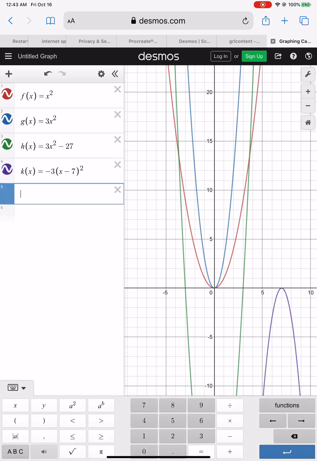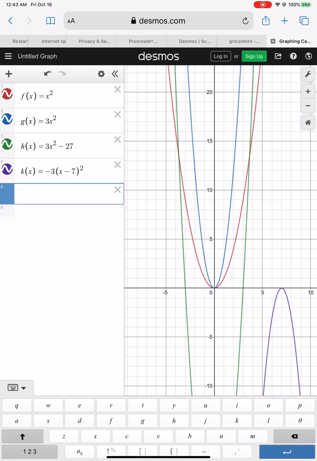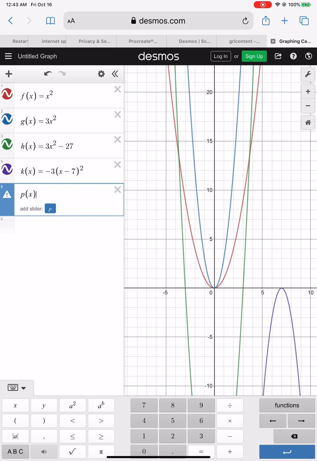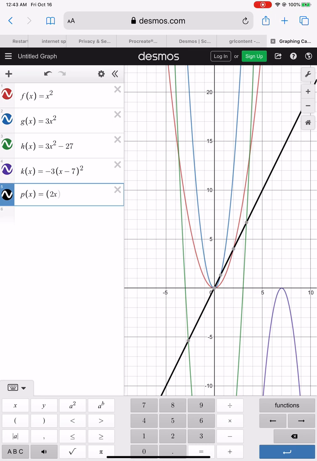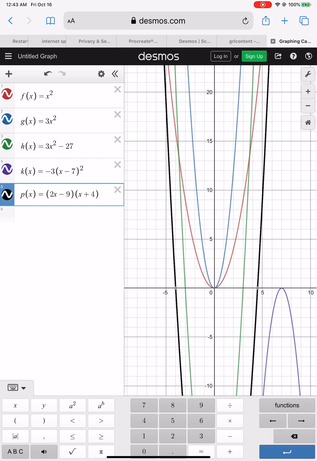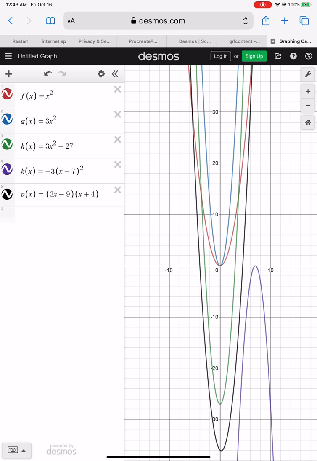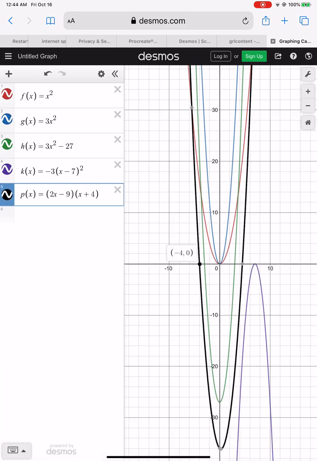Okay, last function will be the p function: the quantity 2x minus 9 times the quantity x plus 4. The black graph represents the p function. For the x-intercepts, one is negative 4, and the other root is going to be 4.5. So if you use decimals, you can easily graph the quadratic function, actually any function, okay?